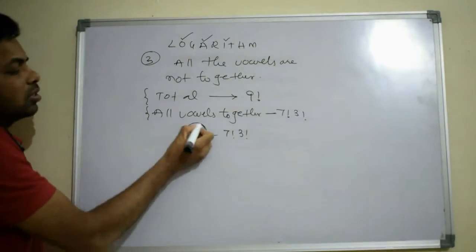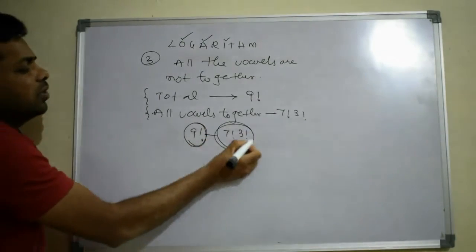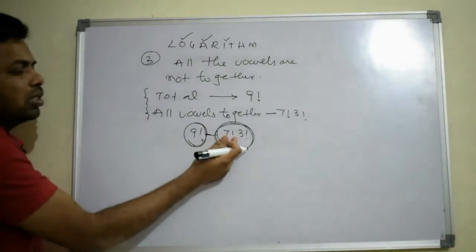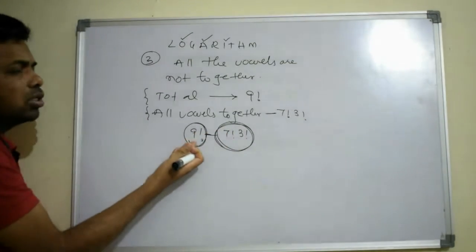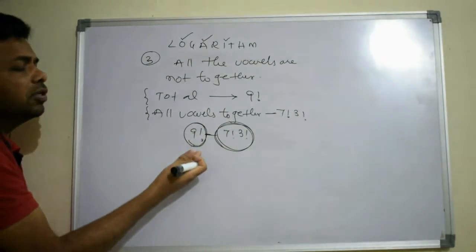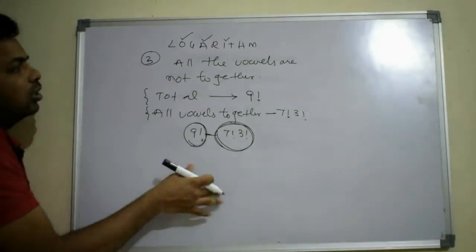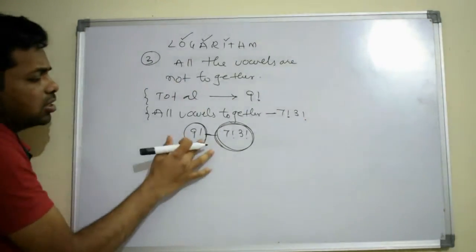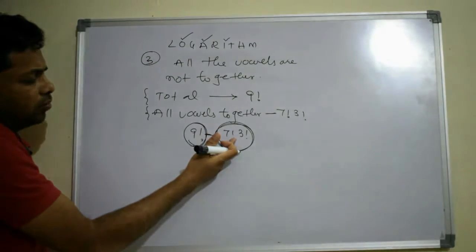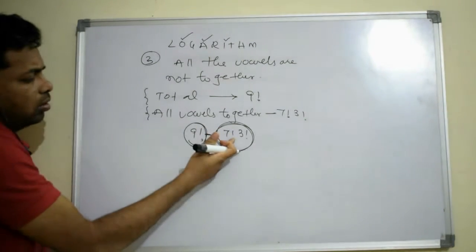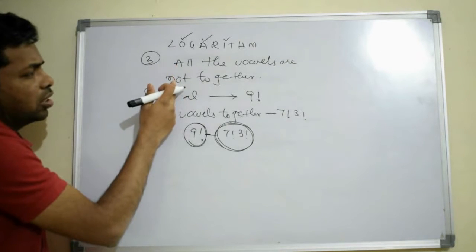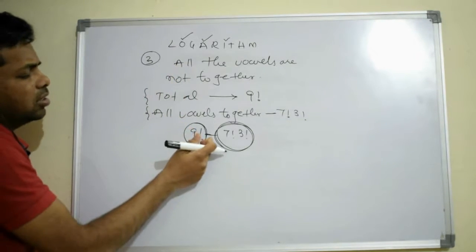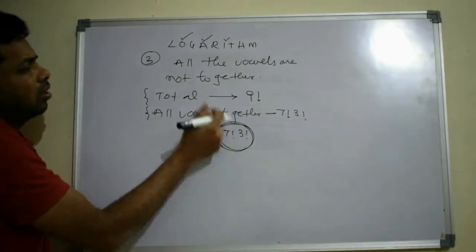What is this? This is the total number of arrangements. This is the arrangements in which the vowels are together. So, if I remove the arrangements in which vowels are together, the remaining arrangements will be the arrangements in which vowels are not together. So, all the vowels are not together means total number of arrangements minus all the vowels together.